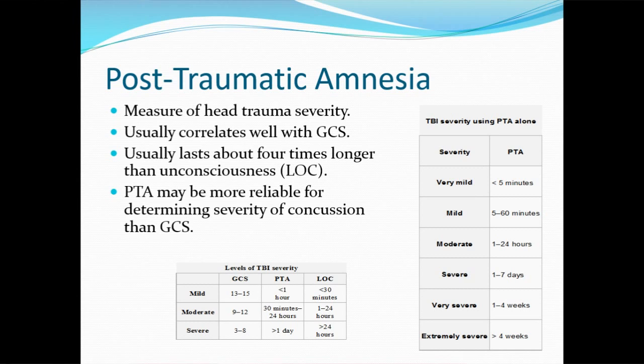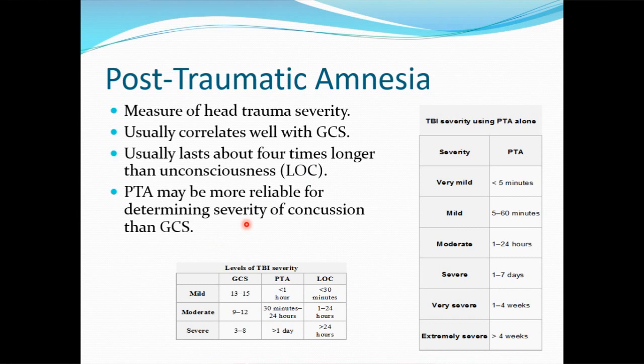Now, I have dealt with this in a previous tutorial, but I just want to go through it again. Post-traumatic amnesia is very important to neuropsychologists because it is a very good predictor of the extent of traumatic brain injury. And it usually correlates with the Glasgow Coma Scale. It usually lasts about 4 times longer than unconsciousness, than your loss of consciousness. So if the person was unconscious for about half an hour, then they're probably going to have a post-traumatic amnesia for more or less 2 hours. Okay, that's a very rough estimate.